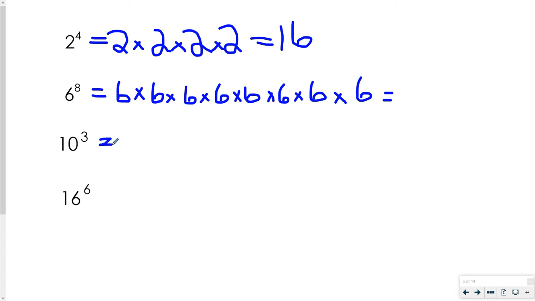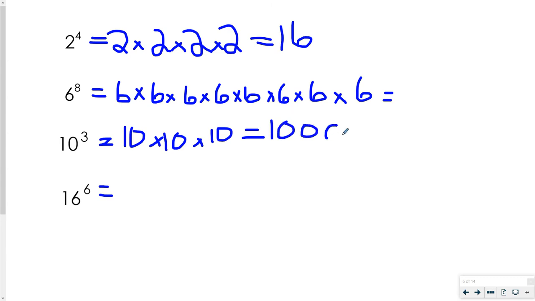10 to the 3rd power will be 10 times 10 times 10, which is a very cool property. It is 1,000. Notice the number 1 and then 3 zeros. Notice the power is 3, and 3 is the power and there are 3 zeros. Okay, so when you're working with 10, it's super easy to get the answer. It's just 1, and whatever the exponent is, that's how many zeros you add.